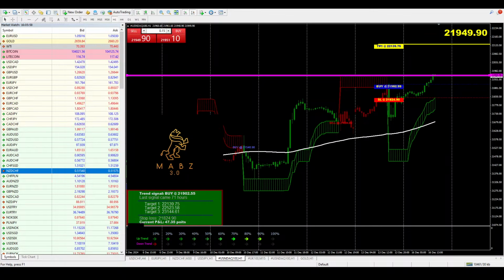So if I open up this trade, guys, this trade is probably going to run today, tomorrow, and maybe close on Wednesday, Thursday, or Friday.